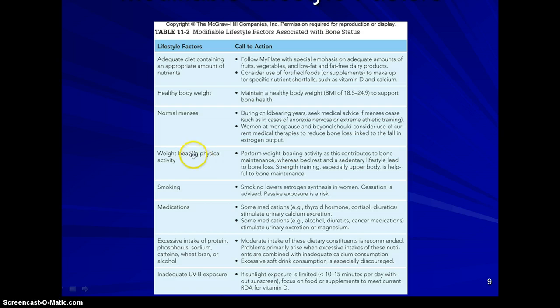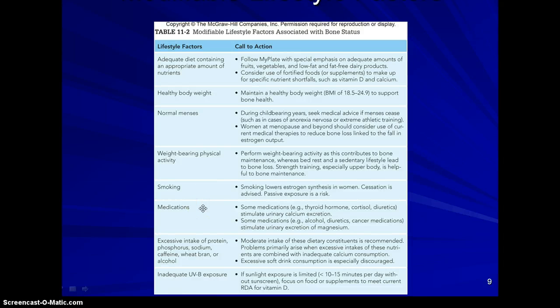When you put weight on your bones, those bones become healthier. So weight-bearing physical activity can definitely be a predictor of bone status. So meaning you'll have higher bone mass if you participate in weight-bearing activities. Smoking lowers estrogen levels, and that lowered estrogen level is kind of the same thing as the menses. You definitely will have a lower bone density if you are a smoker.